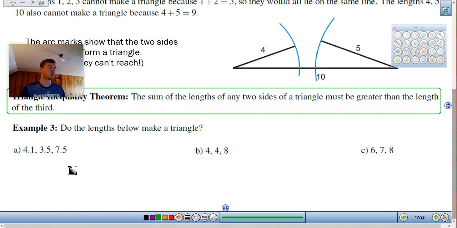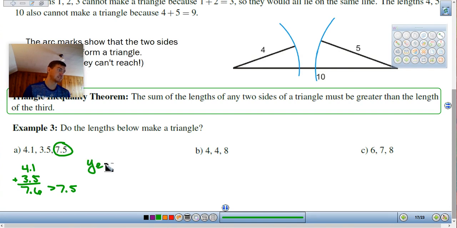Will they form a triangle, or could they form a triangle? If we had 4.1 and 3.5 and 7.5, I'm going to take the 2 smallest sides and add those together. Well, that would be 4.1 and 3.5, and if I add those together, I get 7.6. Now, is 7.6 greater than the third side of 7.5? Yes, it is. And so that would form a triangle.